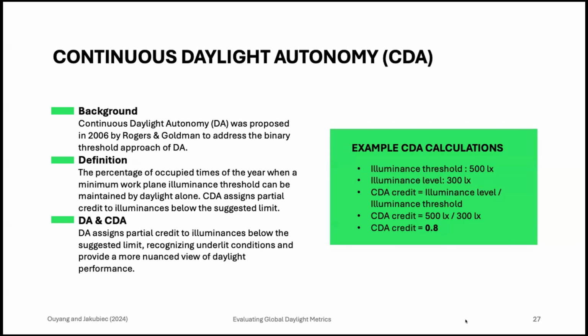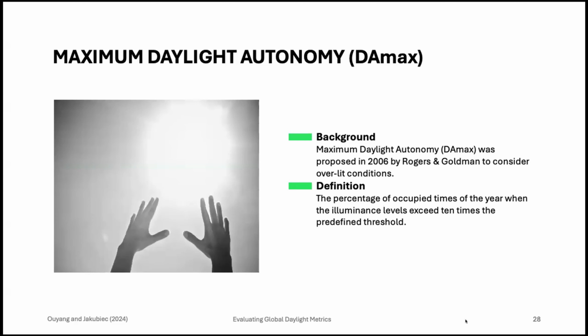To address the binary threshold approach of DA, Rogers and Goldman proposed continuous daylight autonomy, or CDA, in 2006. CDA assigns partial credit to illuminances below the suggested limit, recognizing underlit conditions and providing a more nuanced view of daylight performance. So for example, in the case where 500 lux are required and 400 lux are provided by daylight at a given time step, a partial credit of 0.8 is given for that time step. The result is a softened transition between compliance and non-compliance.